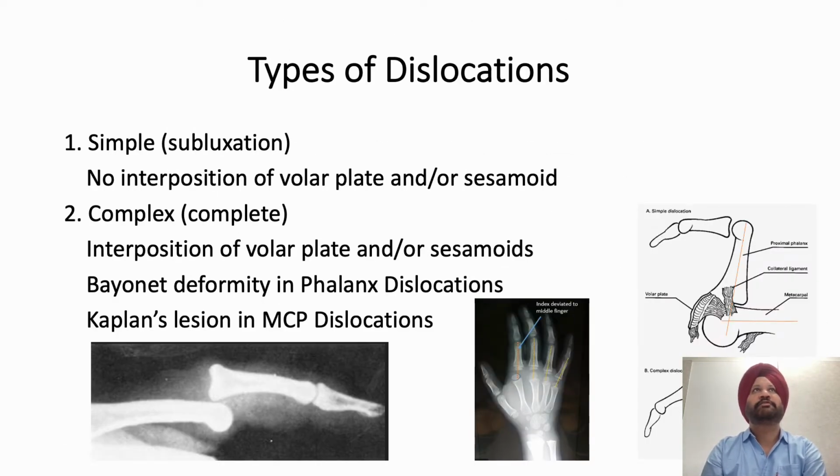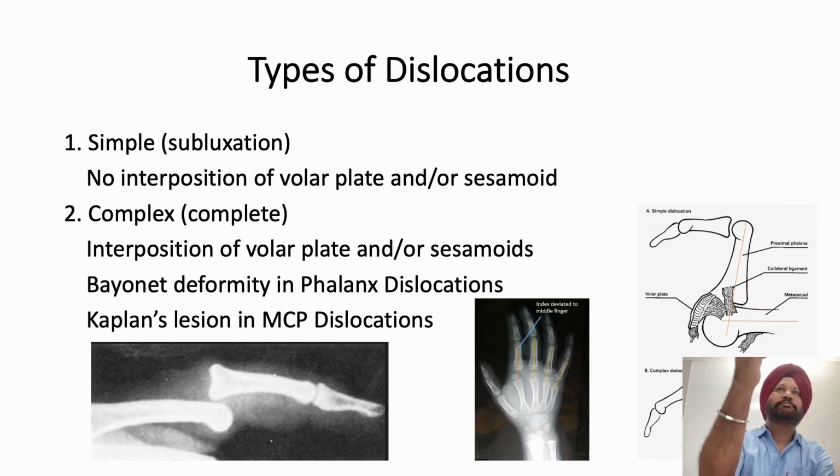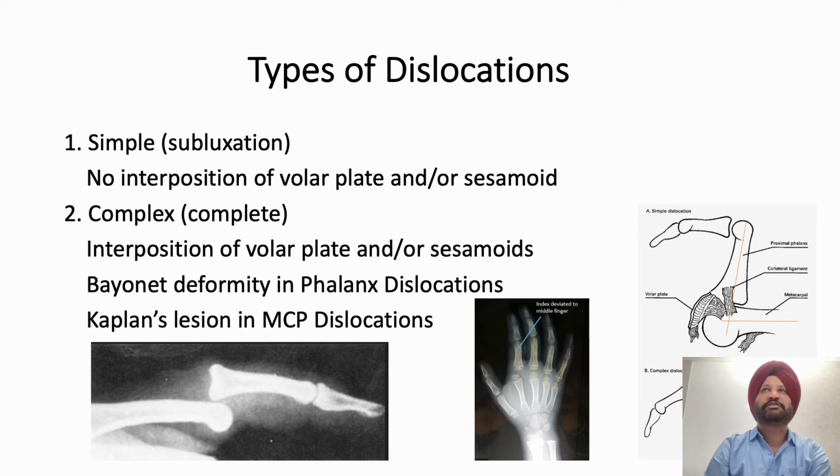Further, we can divide into simple and complex. Simple is when there is no interposition of the volar plate or sesamoid bone. Complex is when there is interposition of the volar plate or sesamoids. It can result in Boutonniere deformity in phalanx dislocations and Kaplan lesion in MCP dislocations. In the two X-rays, we can see the difference between the simple and the complex dislocations. You can see the volar plate coming in between in the complex. In the simple dislocation, there is no volar plate interposition between the dislocated phalanx.